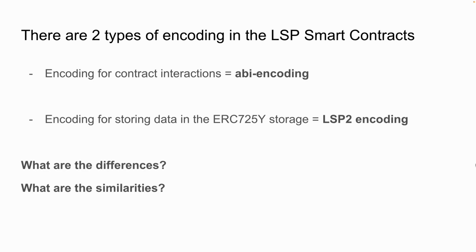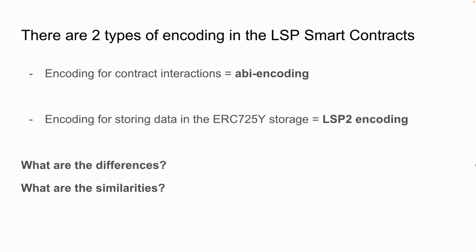So ABI stands for Application Binary Interface, and it's the format that defines how contracts communicate with each other, and how apps and externally owned accounts interact with a contract in the Ethereum ecosystem.